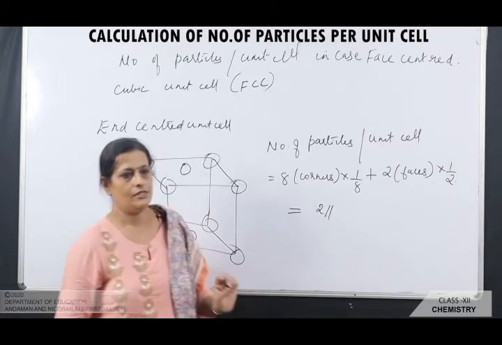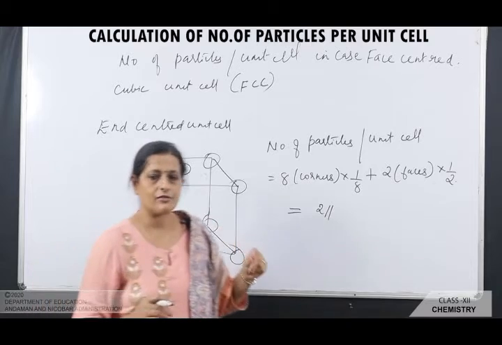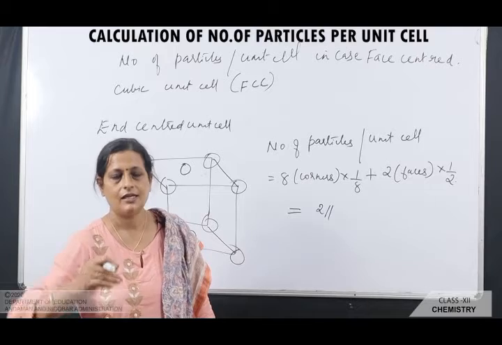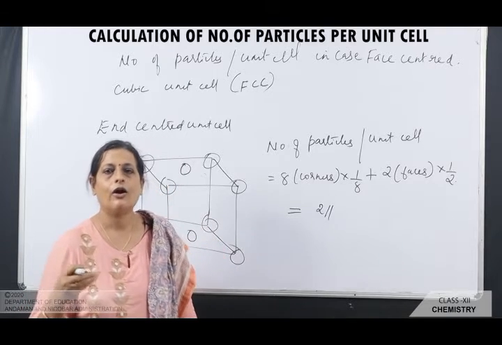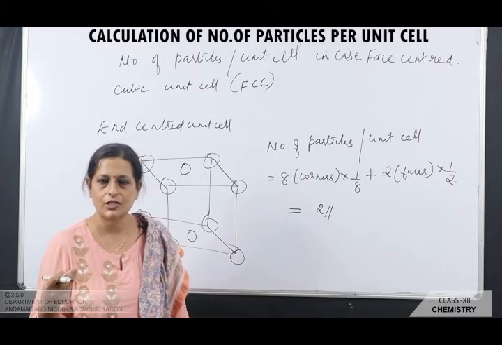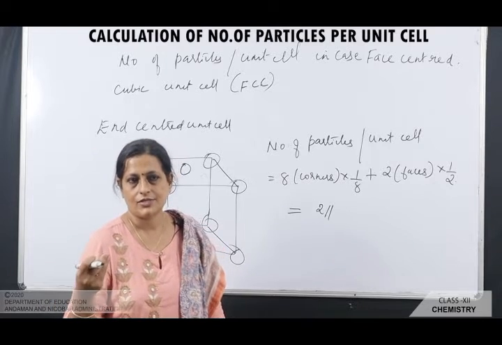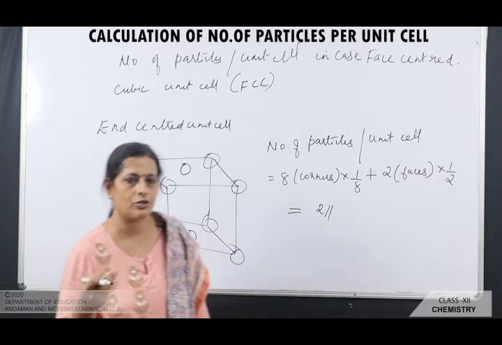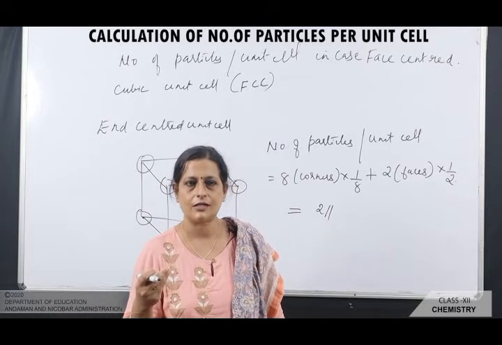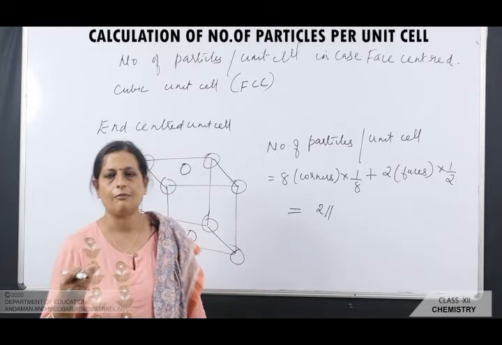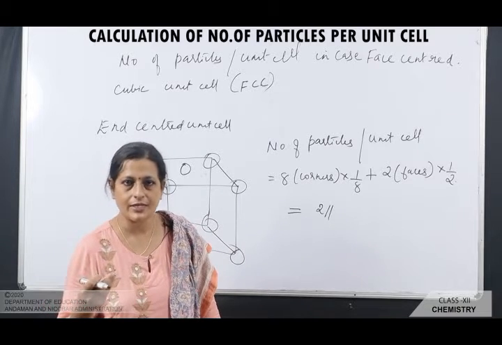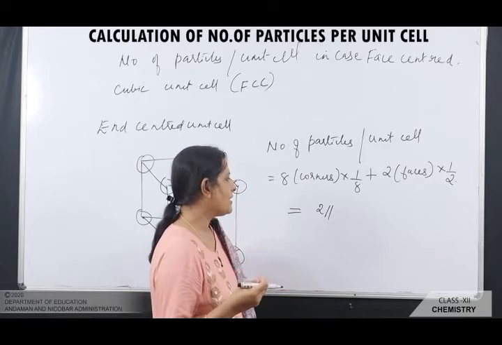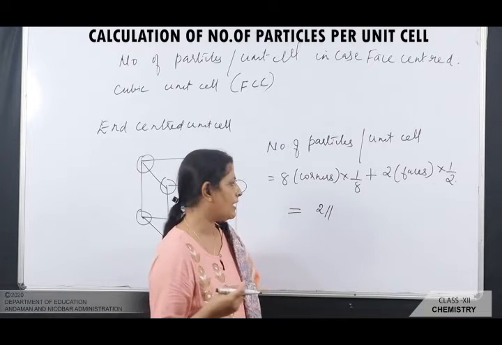So is it clear? So this part is important. Why? Because when you do numericals, they will just be saying it will be having a simple cubic structure or a BCC structure or a FCC structure or end-centered structure. So you should be able to write the number of particles per unit cell. So for simple cubic unit cell, the number of particles is equal to 1. For BCC, the number of particles is 2 per unit cell. And for FCC, the number of particles is 4 per unit cell. And in case of end-centered unit cell, the number of particles is how much?